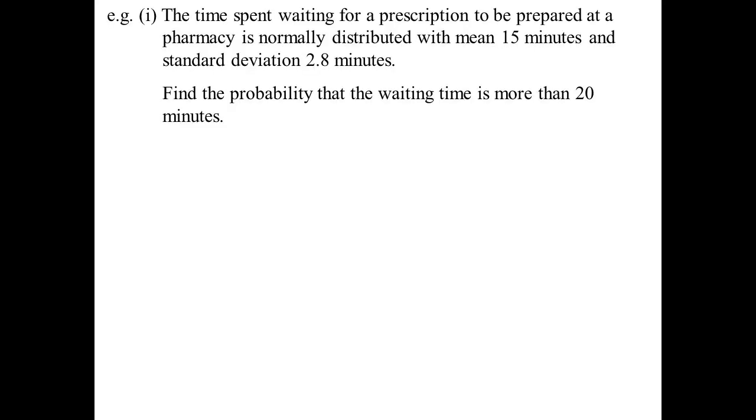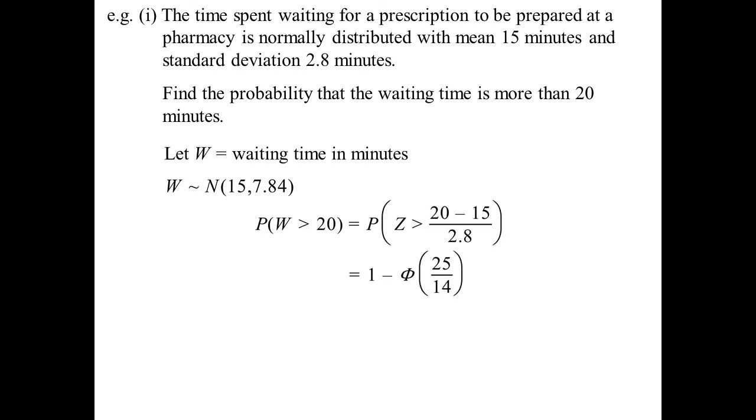Time spent waiting for a prescription to be prepared. Normally distributed, average of 15 minutes, deviation 2.8 minutes. Find the probability that the waiting time is more than 20 minutes. So we have to wait for more than 20 minutes. So I'm going to let W represent waiting time. So we're saying the waiting time is normally distributed around an average of 15 and they gave me deviation, so variance of 7.84. So I want to find the probability that W is greater than 20.